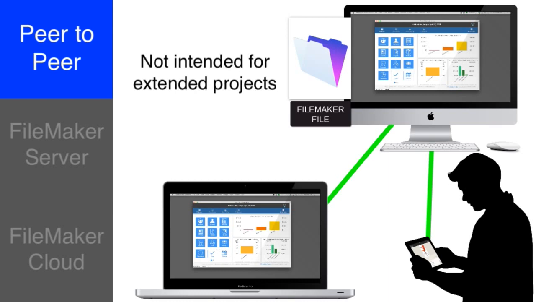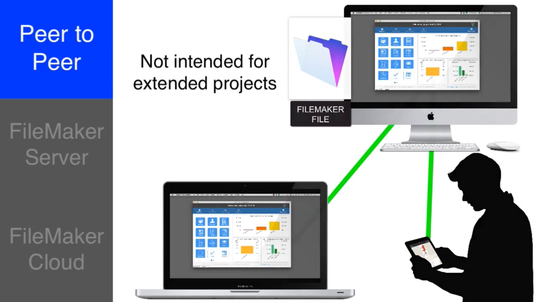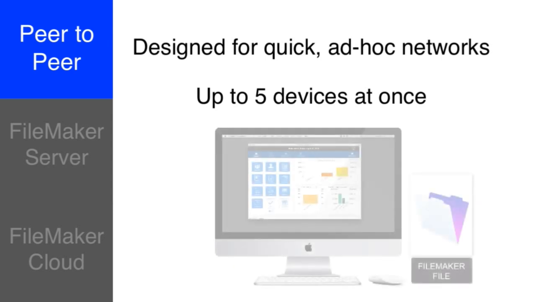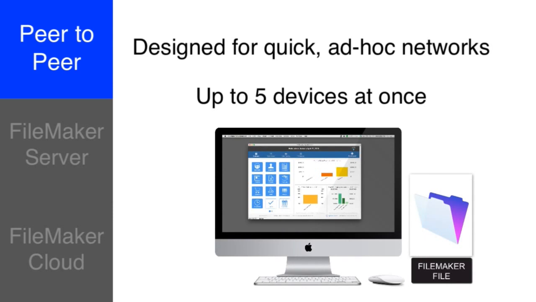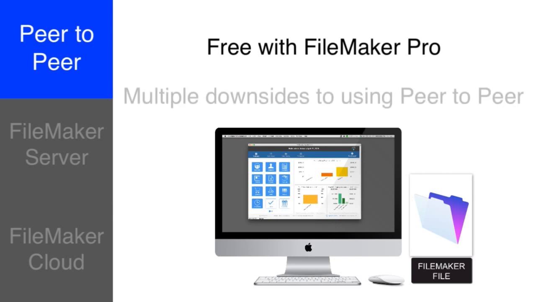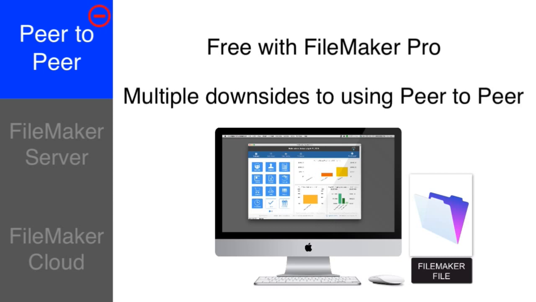Peer-to-peer sharing is designed for quick ad hoc networks with a limit of up to 5 devices connected to a user's laptop or desktop computer, and that laptop or desktop is sharing the file with other devices on the network. Now, the upside to peer-to-peer sharing is that it's basically free with FileMaker Pro. However, there are a tremendous number of downsides to this ad hoc setup. So let me just briefly cover the downsides.